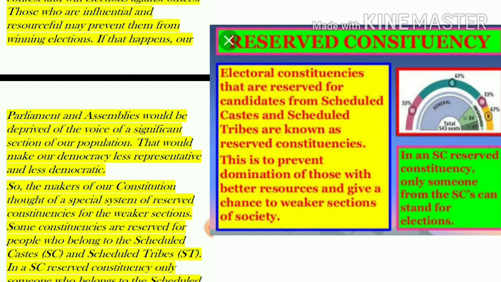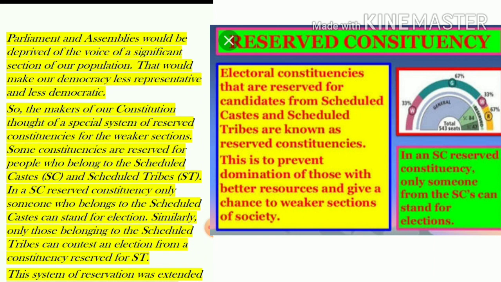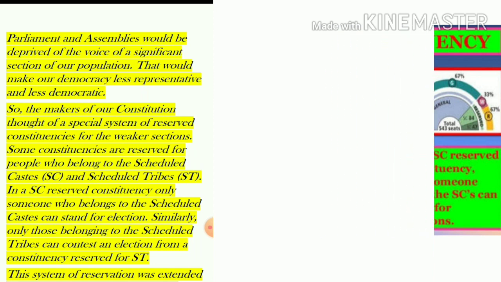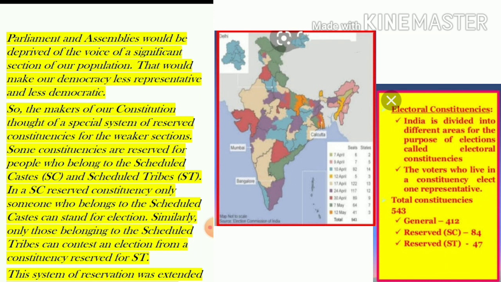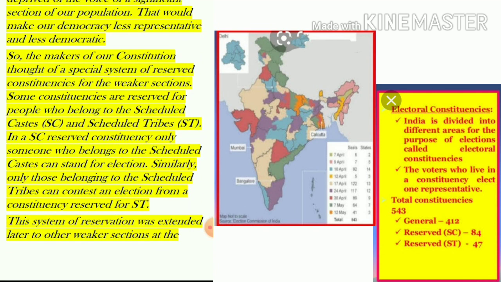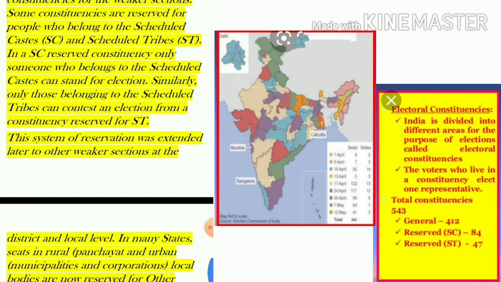Some constituencies are reserved for people who belong to the scheduled castes and scheduled tribes category. In a scheduled caste reserved constituency, only someone who belongs to the scheduled castes can stand for election. Similarly, only those belonging to the scheduled tribes can contest an election from a constituency reserved for ST candidates. This system of reservation was extended later to other weaker sections at the district and local level.